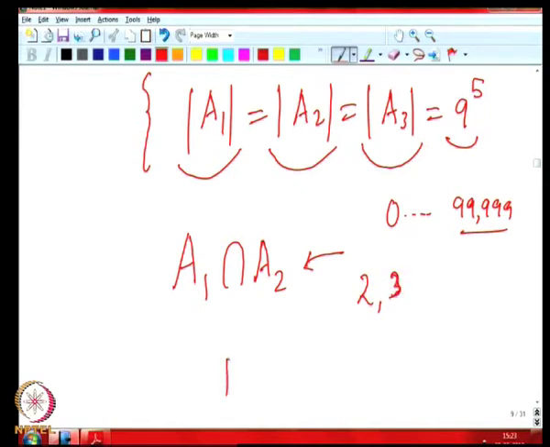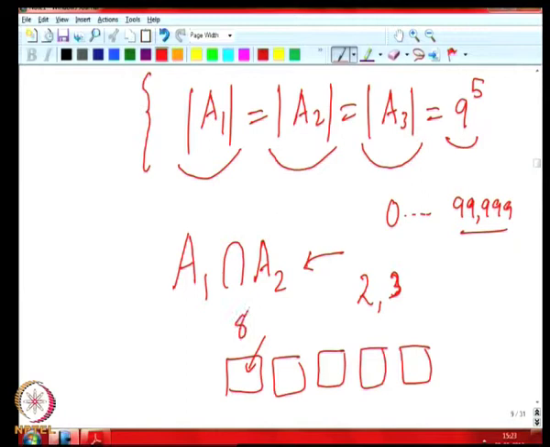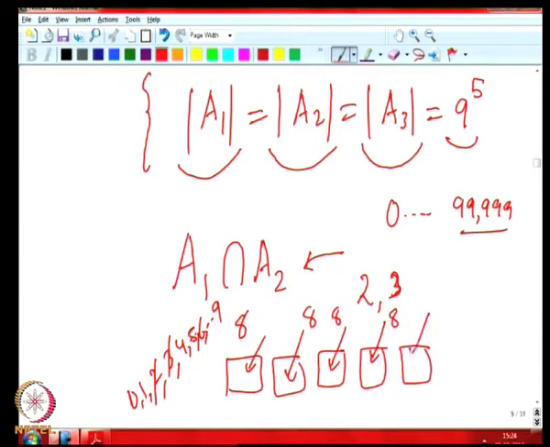Now, clearly again we use these as the positions of the 5 digits. The first position can now be filled in only 8 ways. Why? Because 0 is allowed, 1 is allowed, but 2 is not allowed, 3 is not allowed. Now, 4, 5, 6 up to 9 are allowed. So, total 8 possibilities. Similarly, here also 8 possibilities, here also, here also, here also, because 2 and 3 are not allowed. So, 8 to the power 5 is the cardinality of A1 intersection A2.